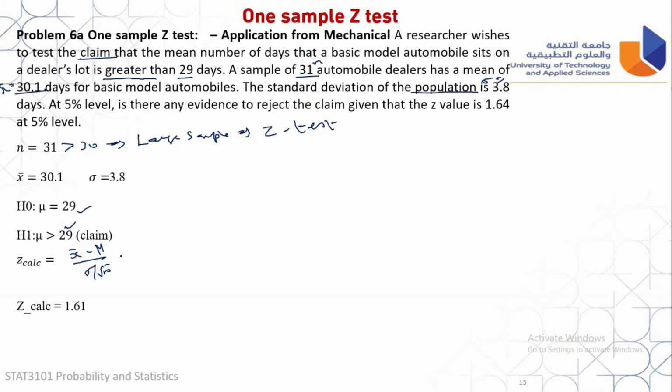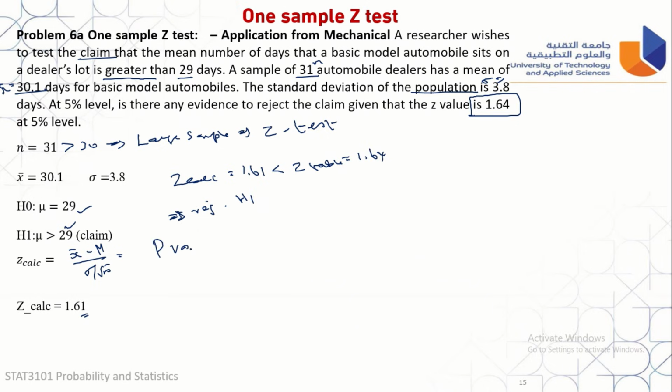By substituting all these values in the formula, you will get the answer 1.61. Now if the table value is given in the question, compare it with this value. For example, z calculated equal to 1.61, which is less than z table, 1.64. What is the meaning? Since this value is less than the table value, we are rejecting H1, and you can write all the remaining conclusions. And this is the traditional method.